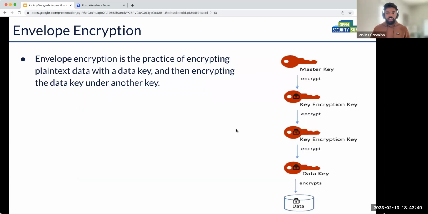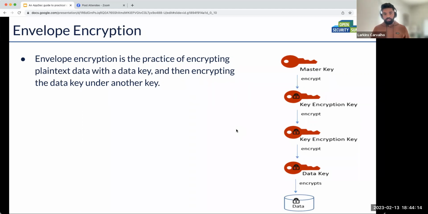Now let's talk about envelope encryption. Envelope encryption is a practice of encrypting plain text data with the data key and then encrypting the data key under another key. So we have a hierarchy of master key, key encryption key, and data key. The data is stored in the databases, and the encrypted data key is stored along with it.